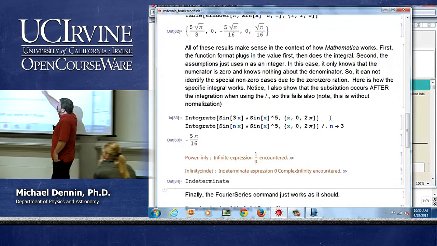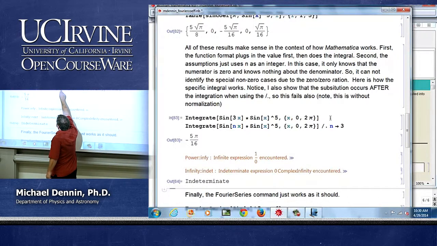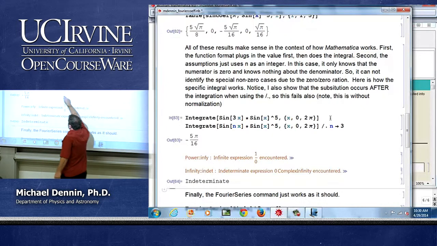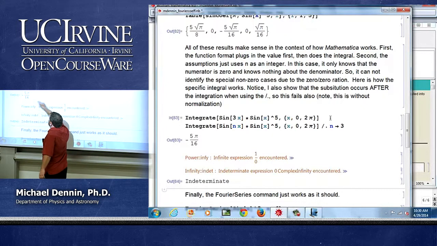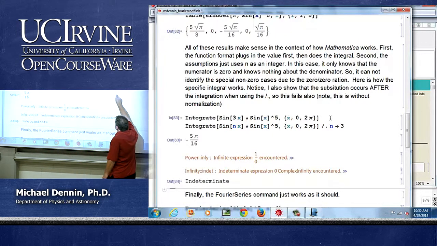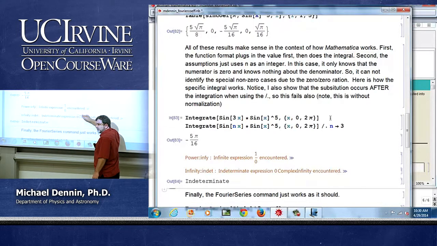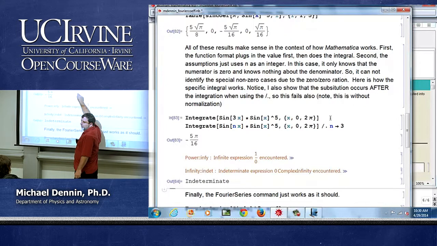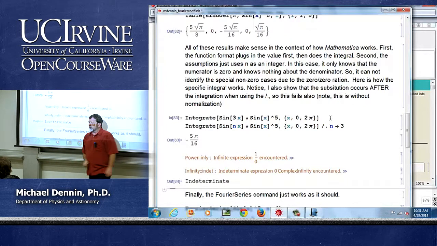I just plug in 3 for my function, sine 3x, and integrate it. So the integral of sine 3x, Mathematica knows what it is. If I integrate sine nx first and then substitute 3 for n, it complains. Make sense? So it's the difference between doing the symbolic integral with any general n and the specific integral with 3.